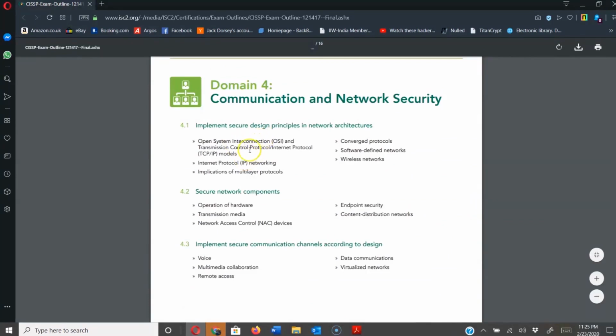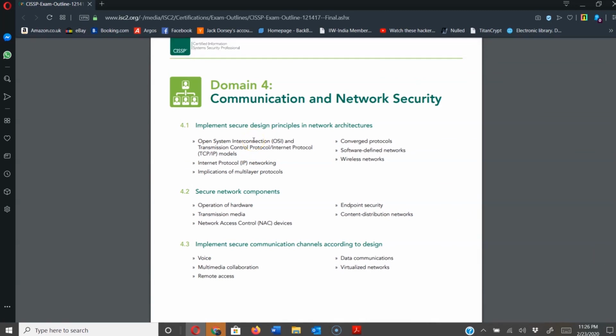Now, OSI and TCP itself could take hours for people to comprehend how computers work. These are theoretical models, and we need to create an understanding of how theory merges with the practical world. Let's look at a few questions.